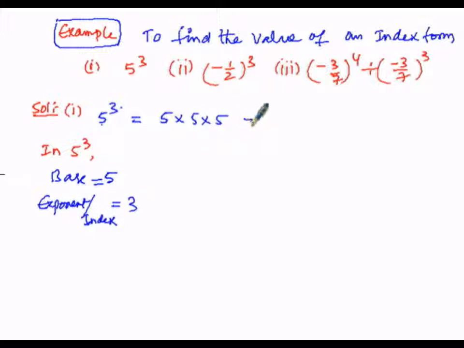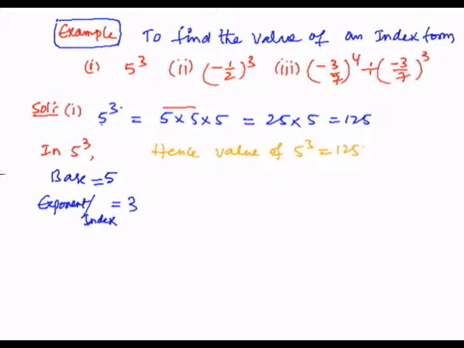So that is equal to 5 into 5 is 25. Then now multiplied with this 5 as it is. First I multiplied these two factors, 5 into 5 is 25, and 5 kept as it is. Then 25 into 5 is 125. Therefore the value of 5 cube is equal to 125.